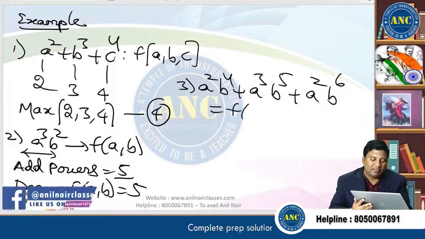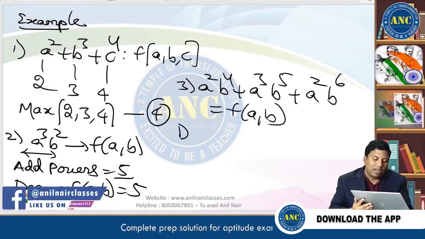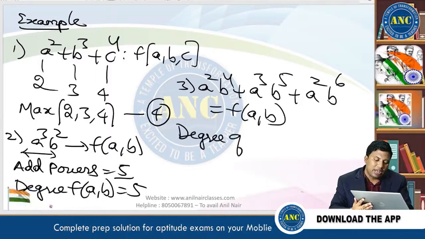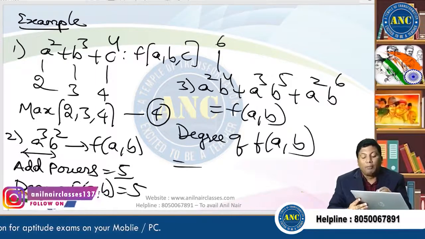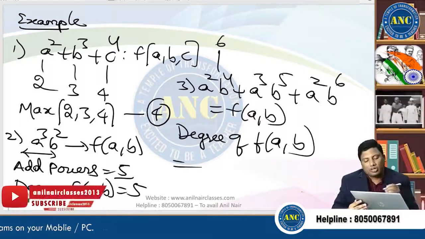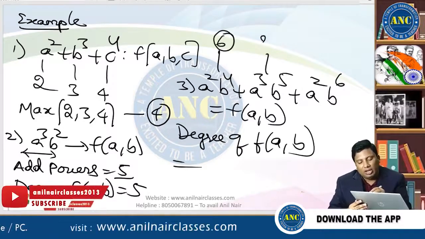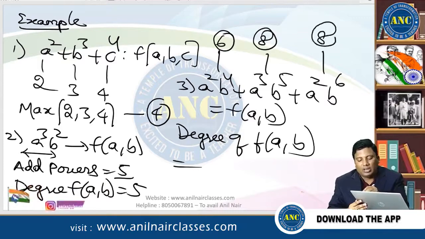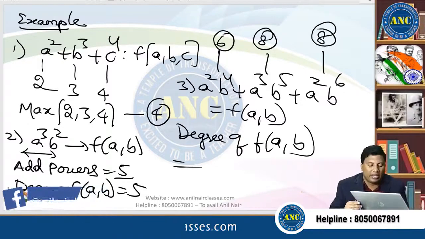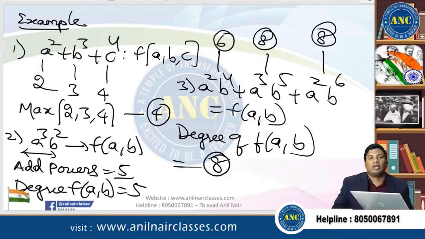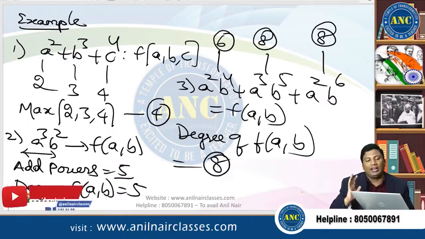If I take it as a function of a comma b, what is the degree of the function? There are two different variables. 2 plus 4 is 6. 3 plus 5 is 8. 2 plus 6 is 8. What is the maximum value of 6 comma 8 comma 8? The maximum value is nothing but 8. I hope the idea is clear.